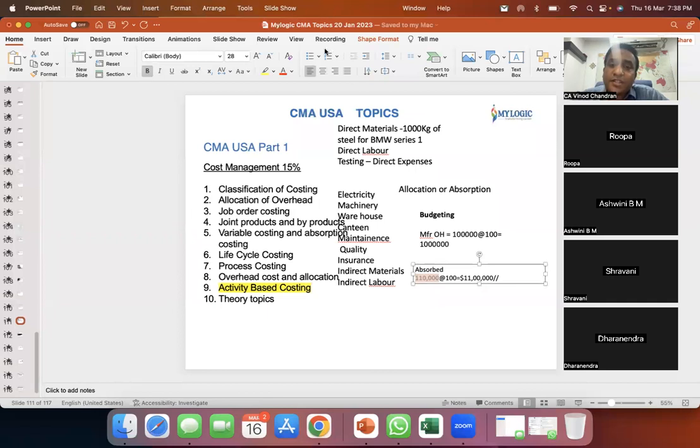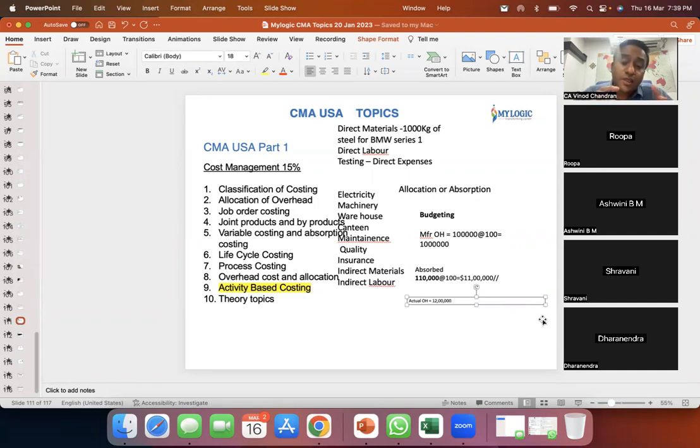Now, this is only an interim period. This is not the final number. At the end of the period, probably at the end of the financial year, let's say 31st December, at that moment we will identify what is called the actual. What is my actual overhead? I will identify. Now assume for a moment my actual overhead was, let's say, 12 lakhs.